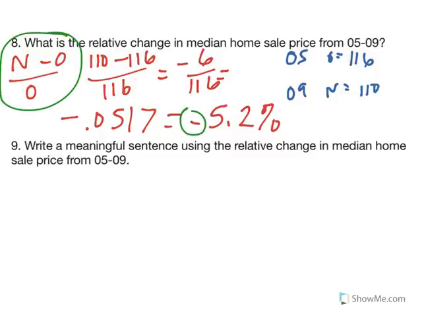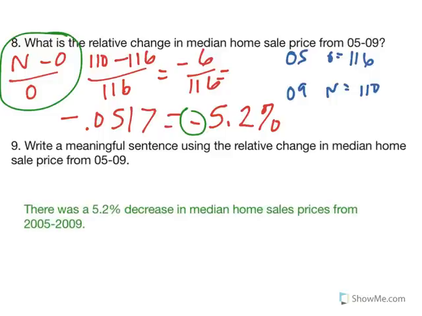So what does that look like with your meaningful sentence? And of course your words don't have to be identical to mine, but it's going to be important that they are at least giving the same message. So there was a 5.2% decrease in median home sales prices from 2005 to 2009. Notice that I don't need to put a negative in front of this in my sentence because I use the word decrease. When you throw that word decrease in there, that lets you know that you have a negative percentage.